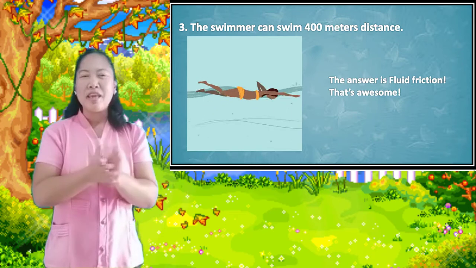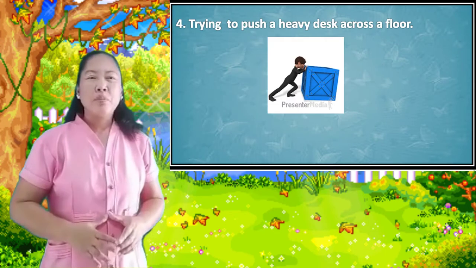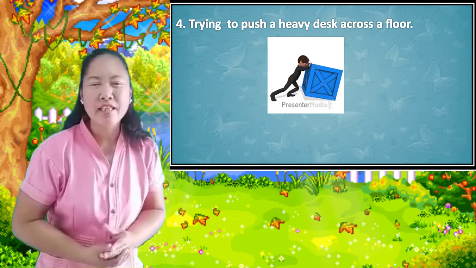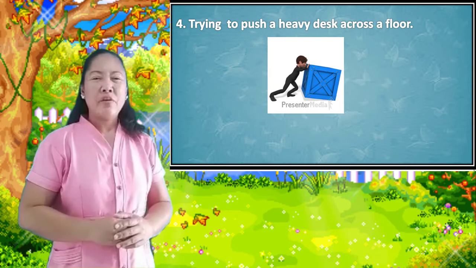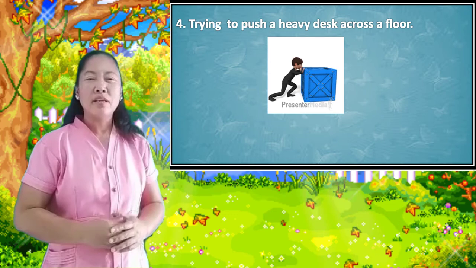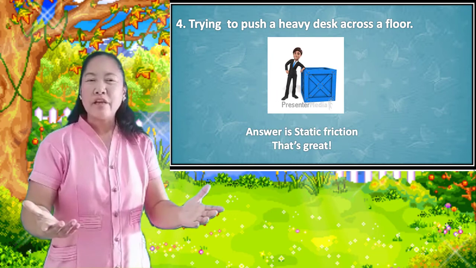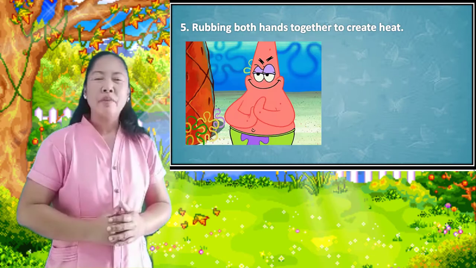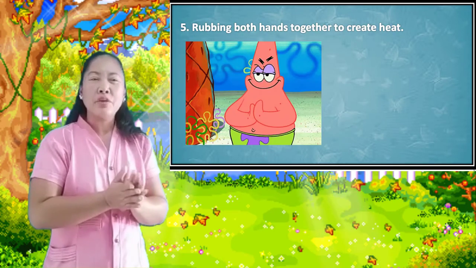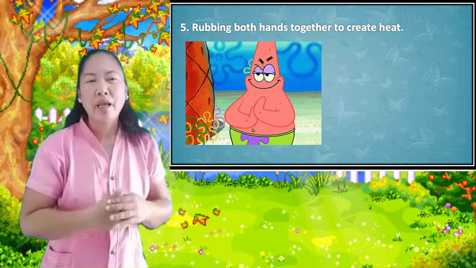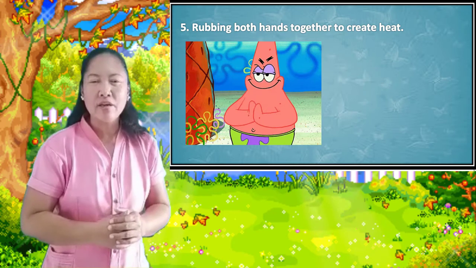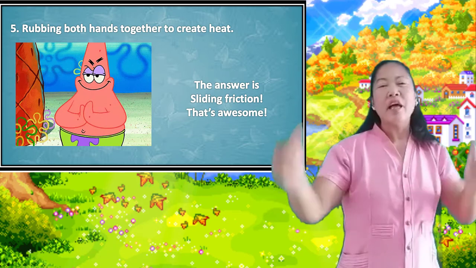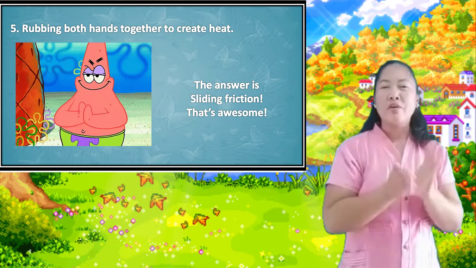That's awesome, kids. Number 4, trying to push a heavy desk across a floor. What is your answer? The correct answer is color blue, static friction. That's great. Number 5, rubbing both hands together to create heat. The correct answer is color red, sliding friction. That's awesome, kids. Congratulations.